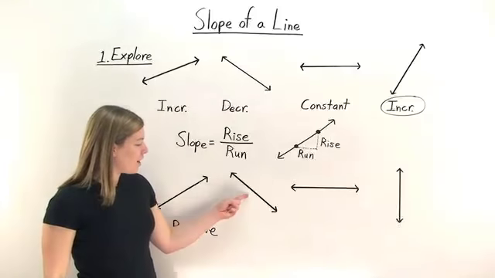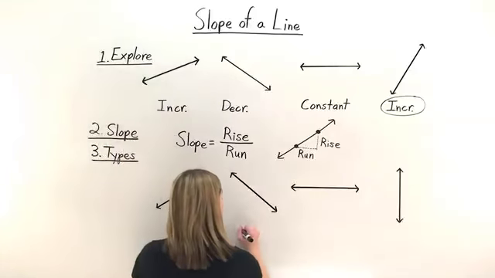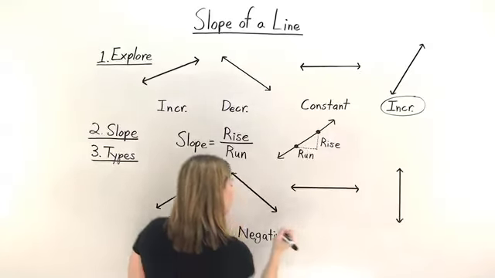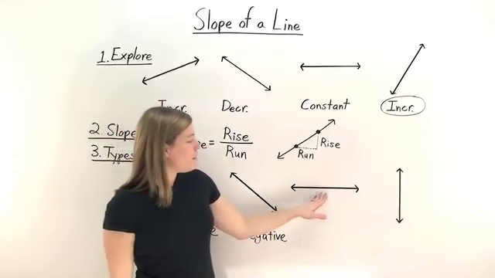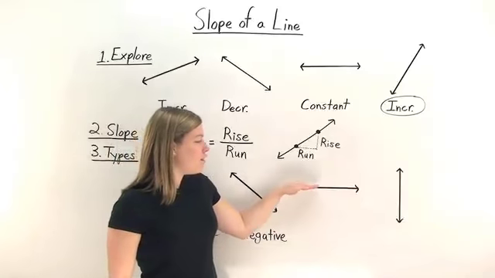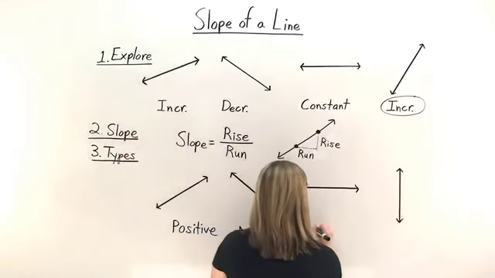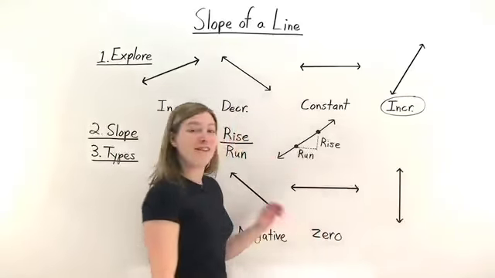Now what about this line? Well, this line is going down. It's decreasing. Lines that are decreasing have a negative slope. So the slope of this line will actually be a negative number. Now, what about this line? Well, this line is neither going up nor down. It's remaining constant. It's a horizontal line. Horizontal lines always have a slope of 0.